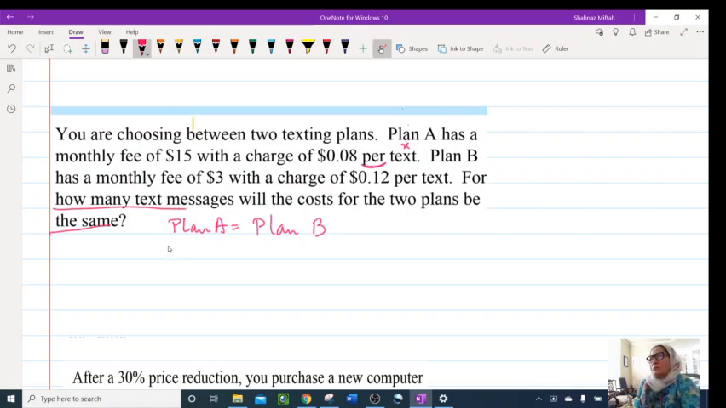So if I'm doing something, do you see the 0.08 per text, which means 0.08 is multiplying with X per text plus $15. That $15, like I said, that's constant right now. Plan B, I have a monthly fee of $3 and a charge of 0.12 per text, which is per X. And you have plus 3. So these are my plans.